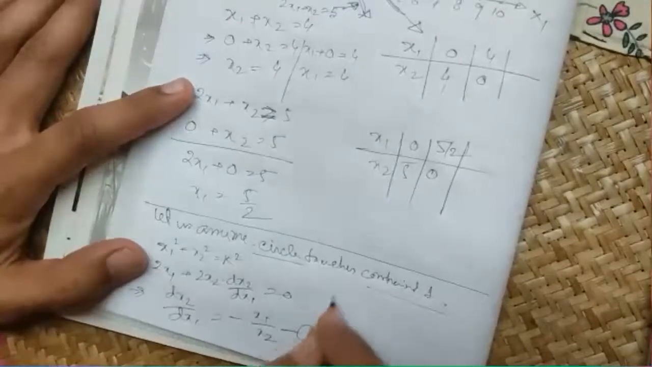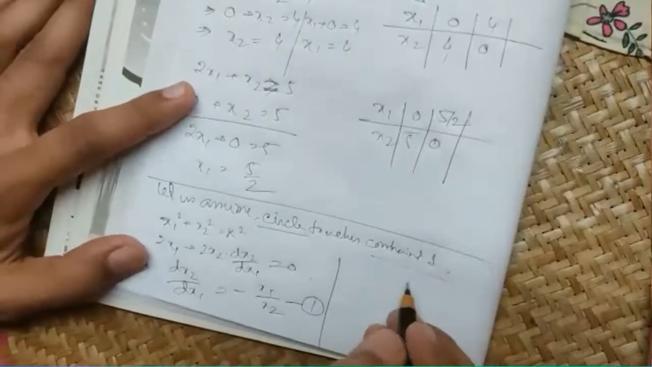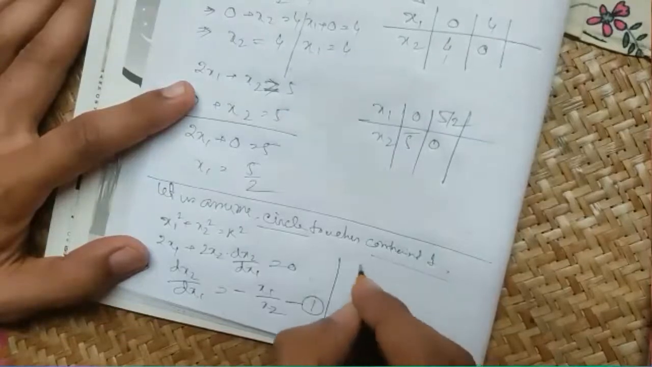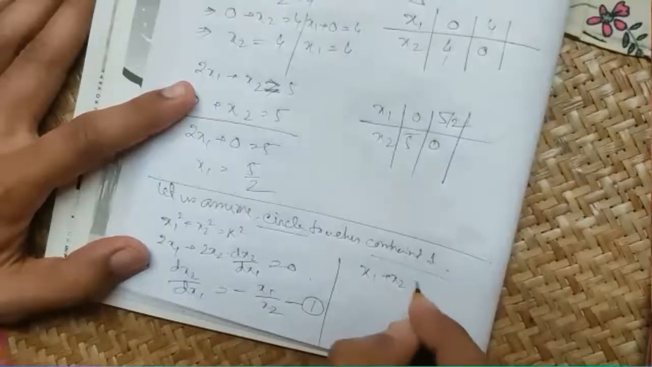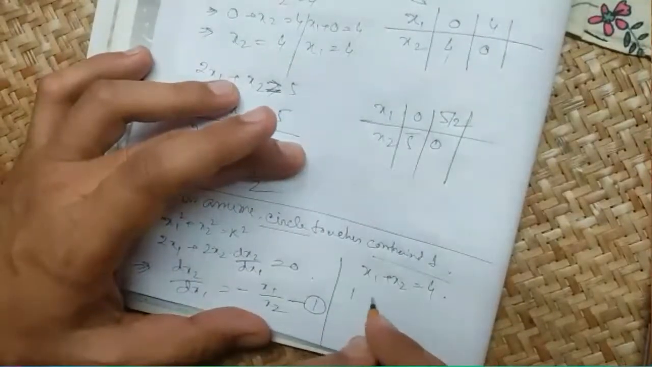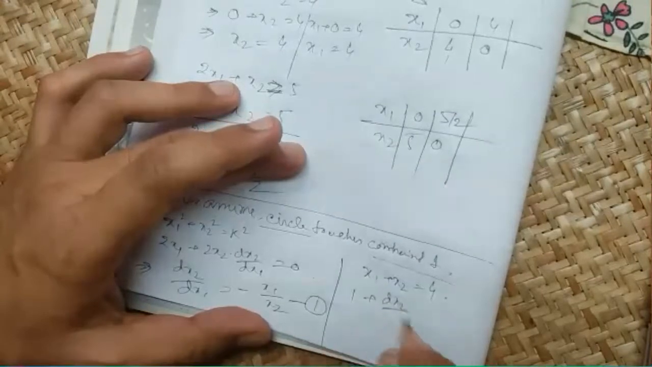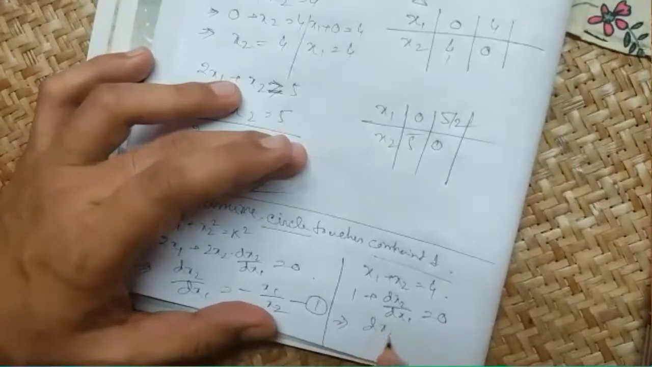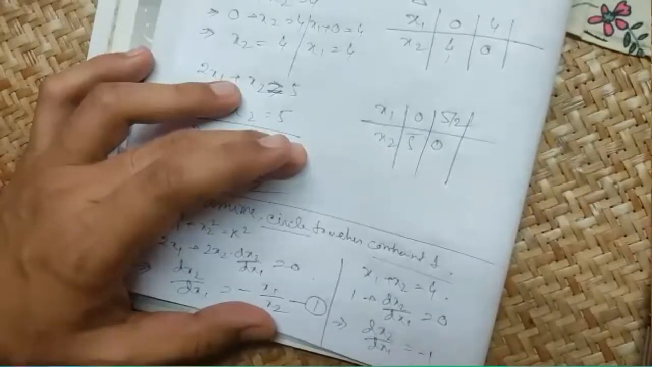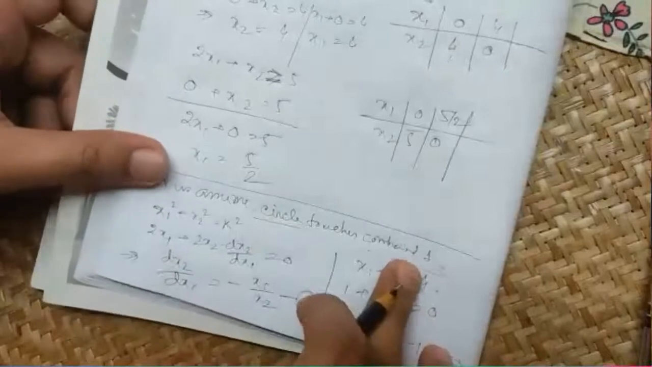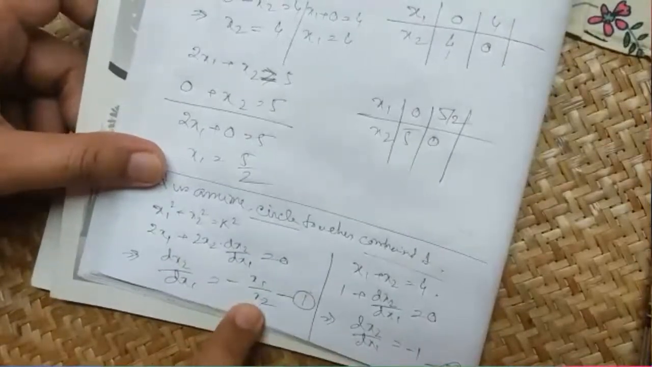Okay, we call it equation 1. And for constraint 1, it was x1 plus x2 is equal to 4. If we do the same thing, 1 plus dx2/dx1 equal to 0, or dx2/dx1 is equal to minus 1. We call it equation 2. So in that case, this circle touches constraint 1. So at that intersection point, this value will be equal to this value.